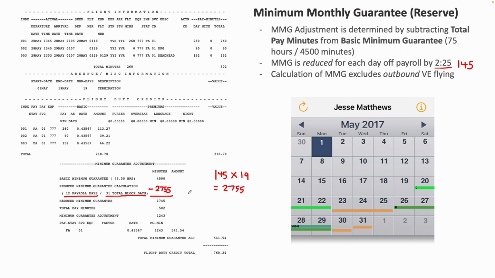So in this case, if I take 4,500 and subtract 2,755, I get a total of 1,745, and that is the amount of time that my flight summary is showing for the purposes of pay. So that is the correct number to work from. I need to make sure I am paid for 1,745 minutes for the 12 days that I am available in this month.